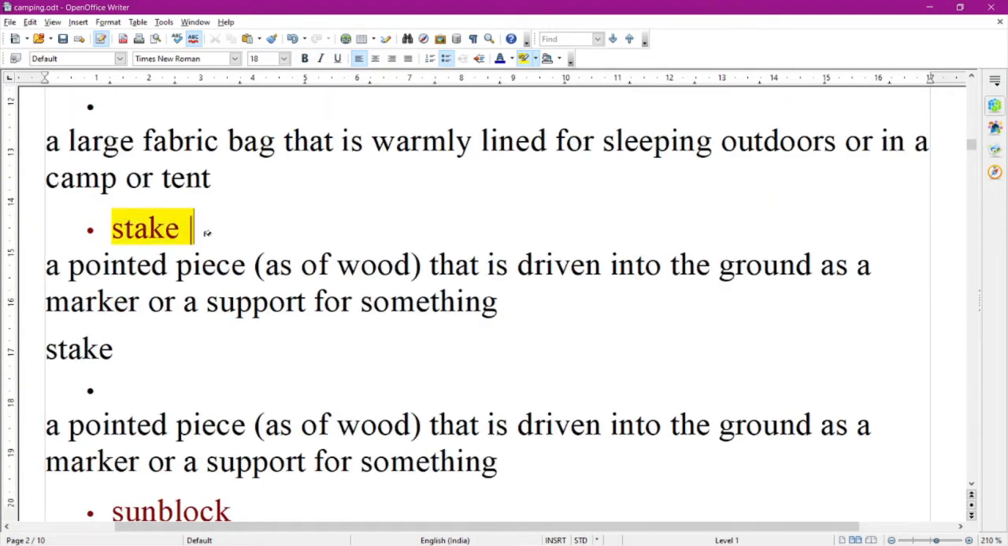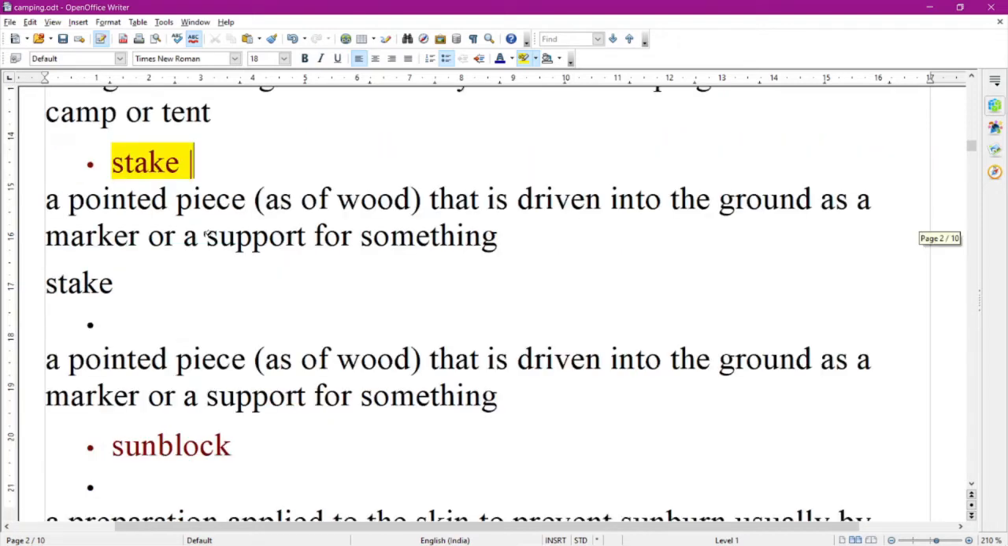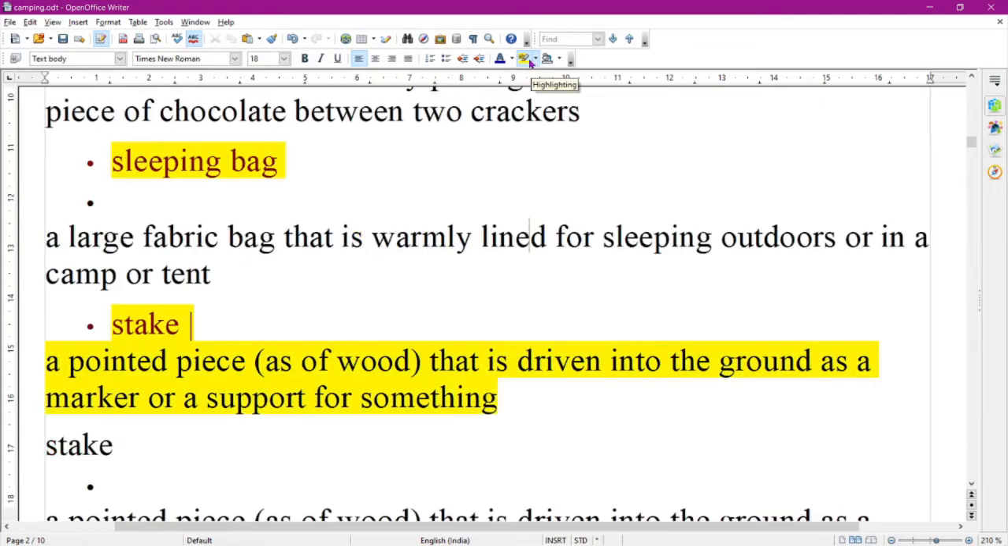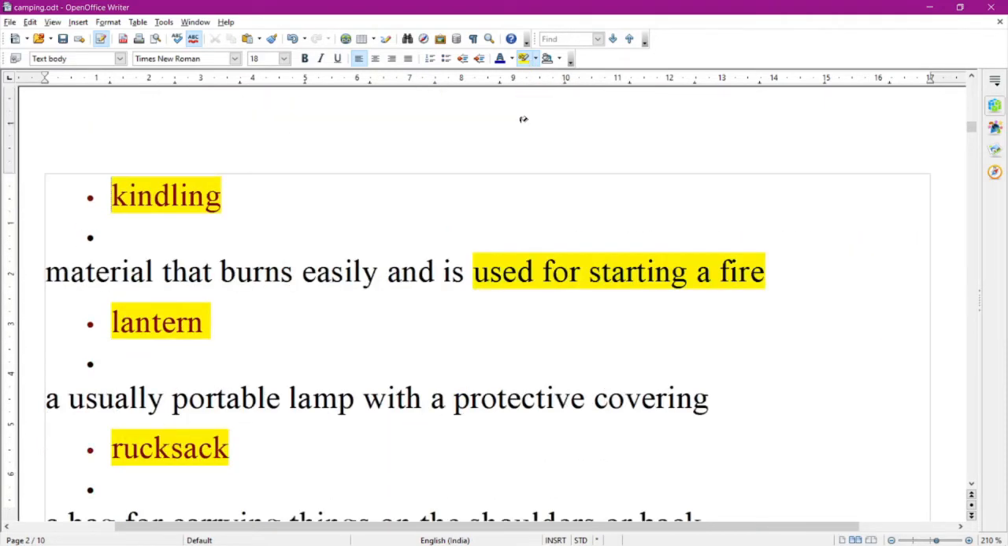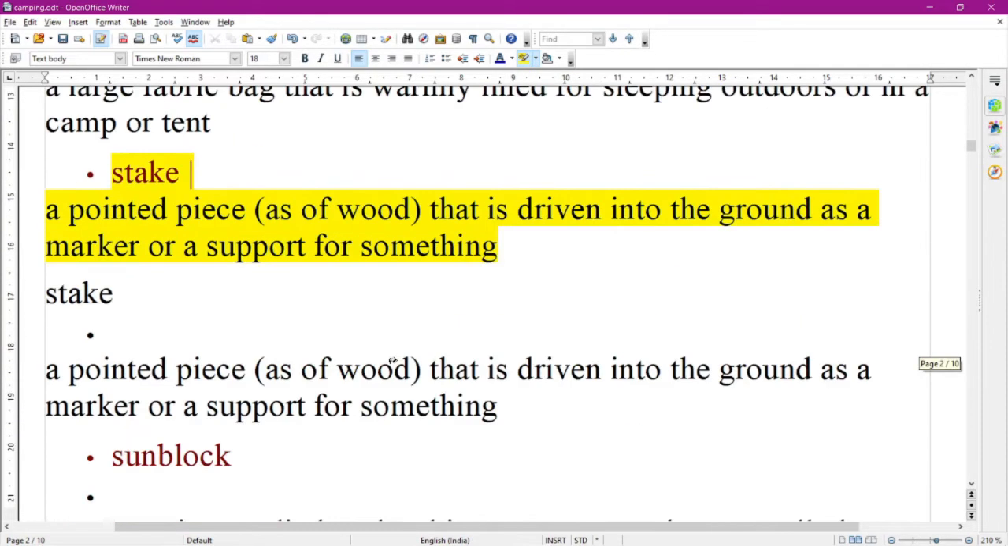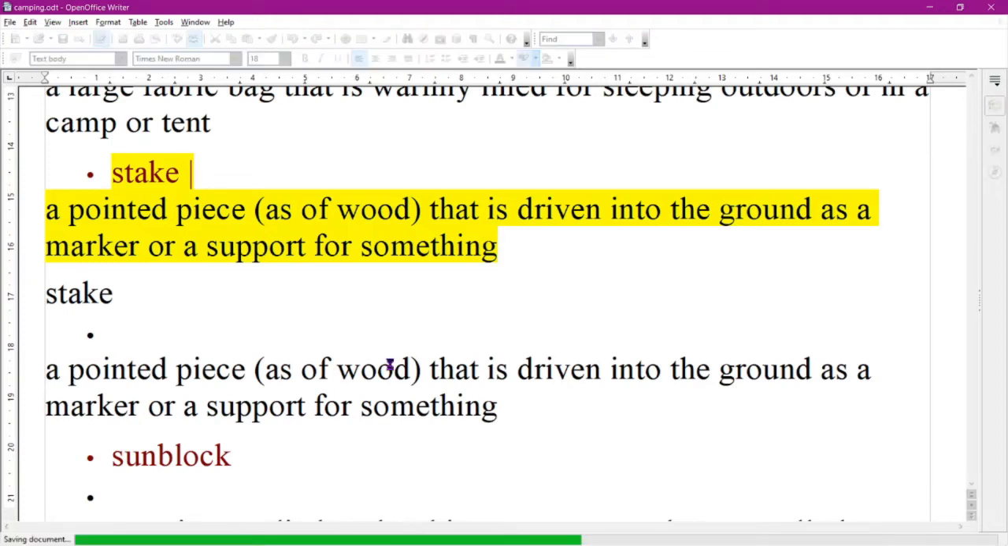Stake. Stake means a small piece of wood. It's a pointed piece of wood that is driven into the ground as a marker or support for something. We use stakes to attach the tent to the ground. It's just like nails. A stake is a wooden piece. That is the difference.